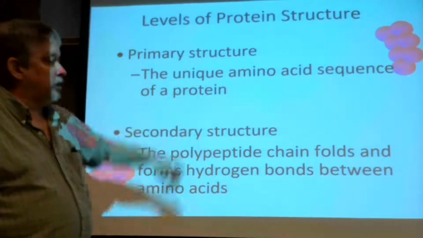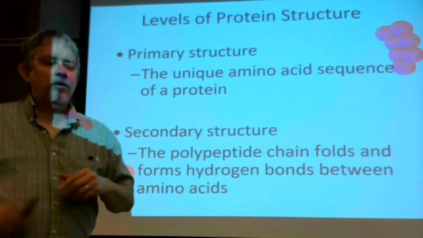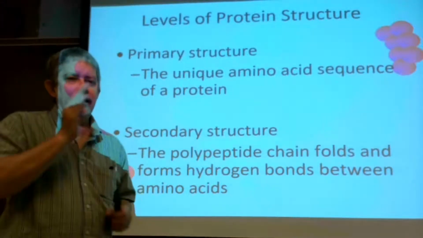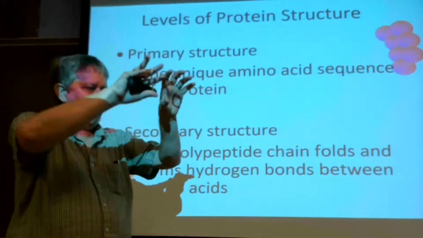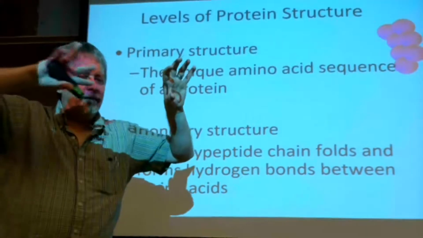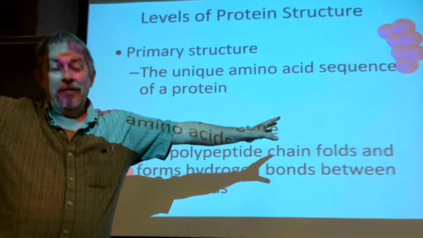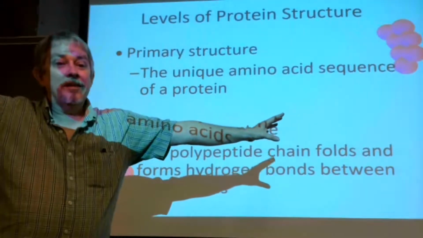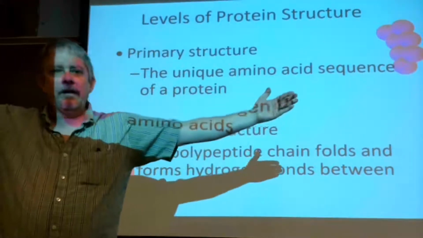The primary structure is just the sequence of amino acids. That's what your DNA codes for. So when your DNA unzips, it gives you the code for this amino acid goes here, this amino acid goes here, and these proteins can be hundreds or thousands of amino acids long. So that's the primary structure, the order of the amino acids from the first to the last that makes the protein.